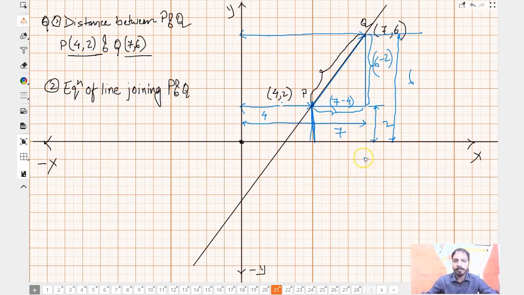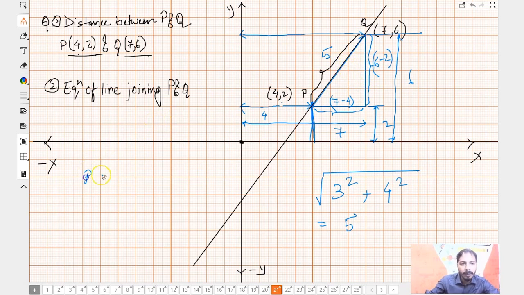Simple, right? So now in this triangle, we got one side to be 3, that is 7 minus 4, and the other, 6 minus 2, is 4. Now we can easily apply Pythagoras, that means 3 square plus 4 square and the square root of this. So this will be 5. That means this distance is 5 units. So now you can easily say by applying this, or we can generalize this. How do you generalize this? Suppose P is x1, y1, and Q is any point in any quadrant, x2, y2.